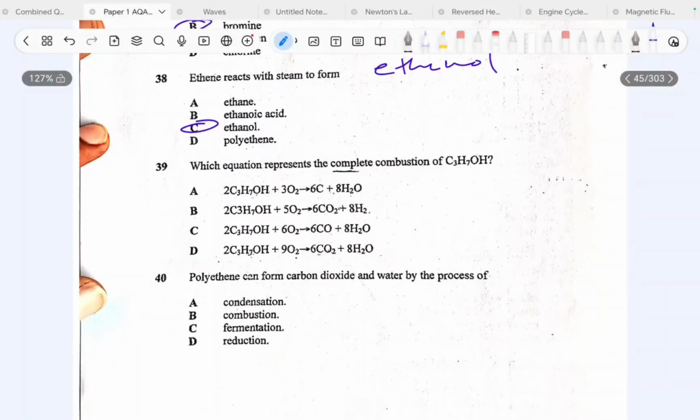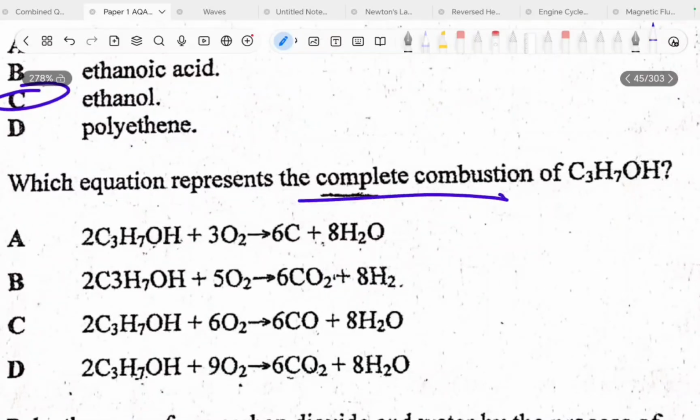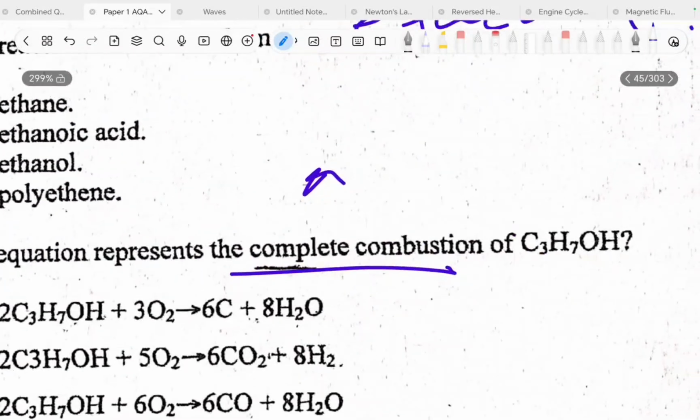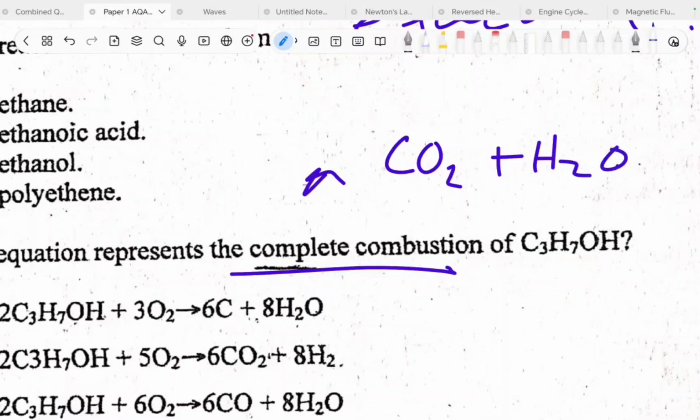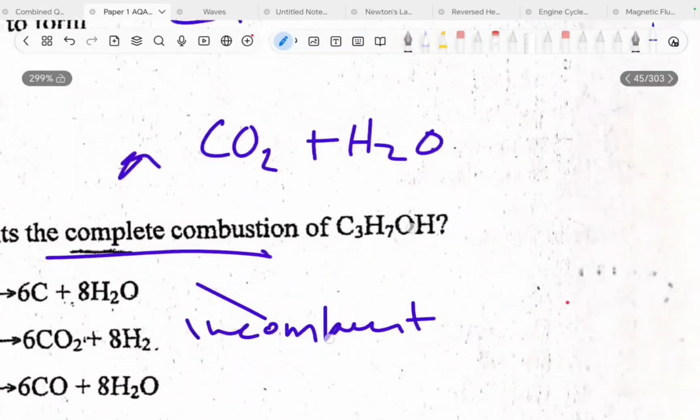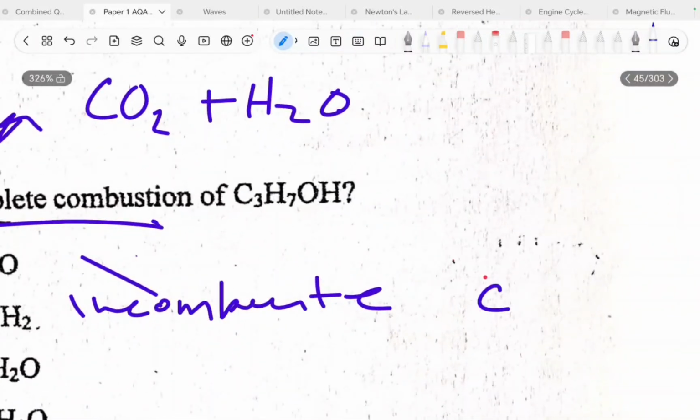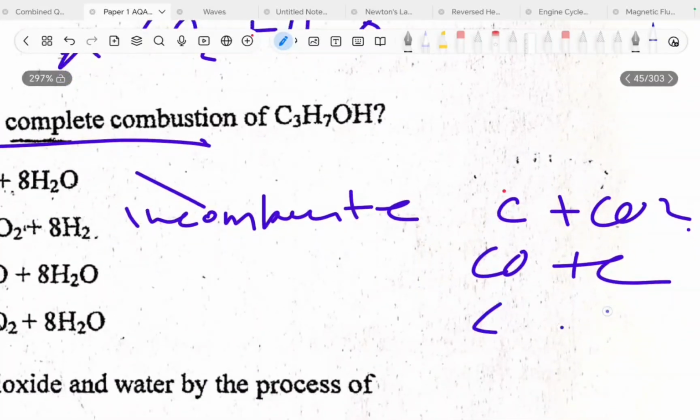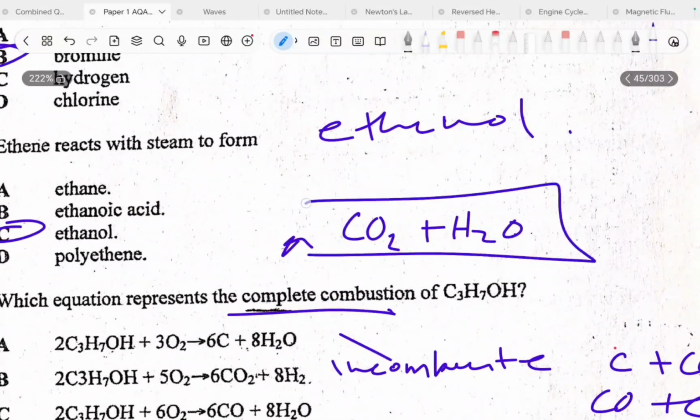39. The equation represents complete combustion of C3H7OH. Okay, so most of you are going to go through this by working. I'm not going to work. I'm going to eliminate. It's complete combustion. So what's the difference between complete and incomplete? In complete combustion, CO2 and water are the byproducts. But in incomplete, the products can be different. It can be carbon plus CO2 plus this, or it can be CO plus carbon, or it can be carbon. You get the gist. In complete, these are the only two products.